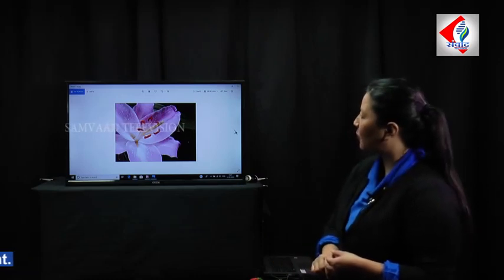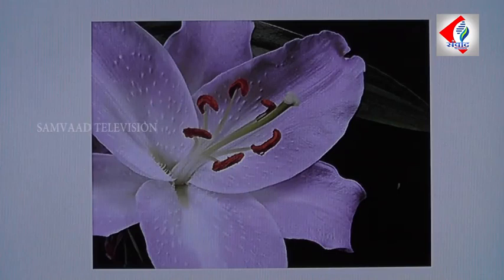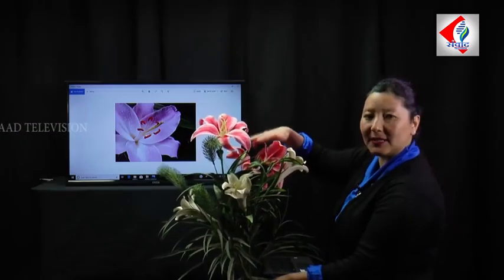So this is a picture of a lily. If you don't get a hibiscus flower, you can also perform this activity with a lily, and this is very easily available. You can find it in the market. I'm sure it's familiar to most of you. So you can see this is a lily.